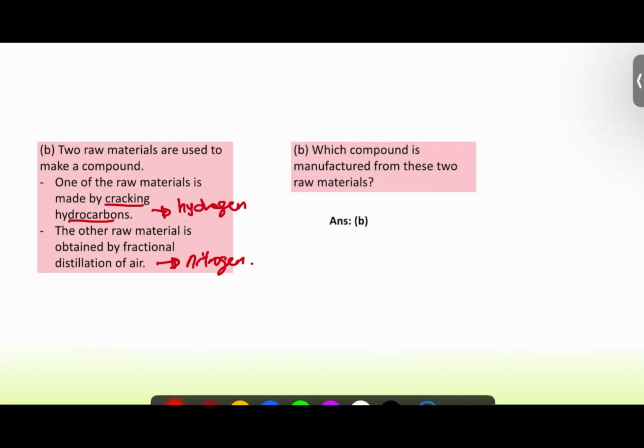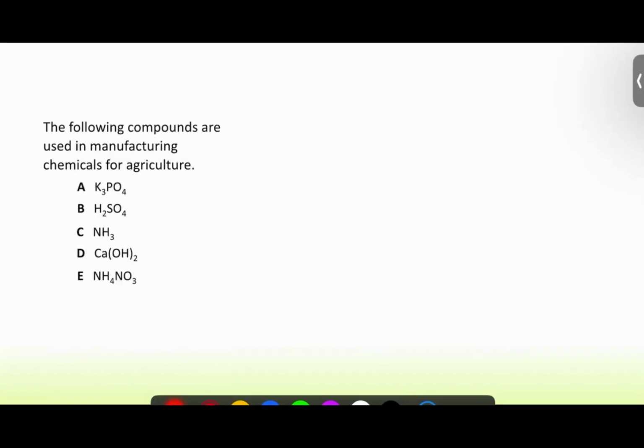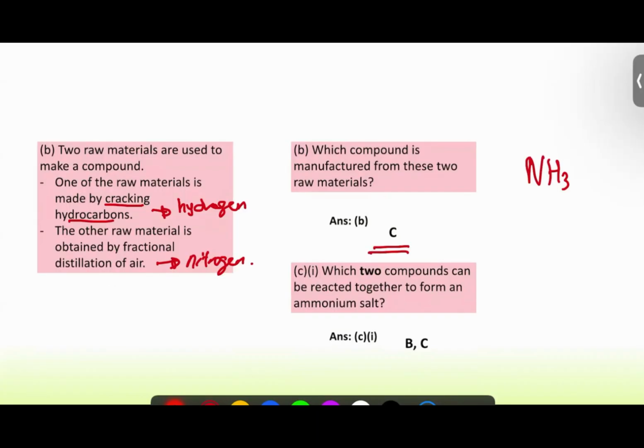So which compound is manufactured from these two raw materials? Nitrogen and hydrogen will give us ammonia, NH3. So C is actually the ammonia. Which two compounds can be reacted together to form an ammonium salt? For the ammonium salt, we need H2SO4 and also ammonia gas, so B and C. H2SO4 and NH3, you'll get the ammonium salt.